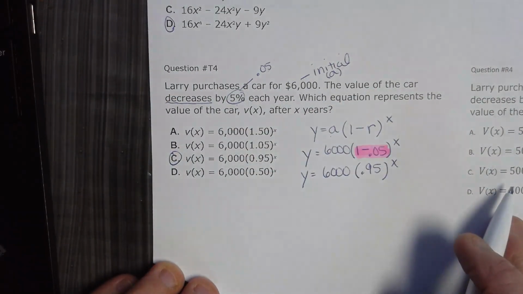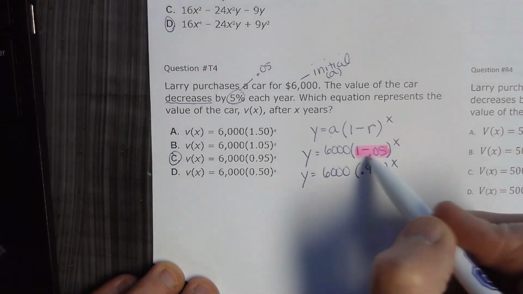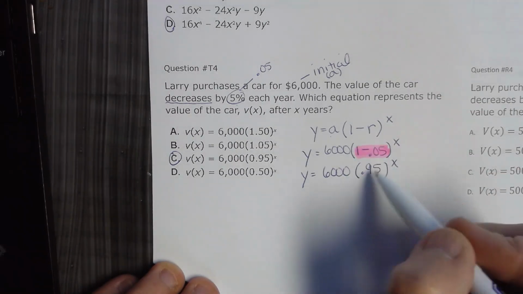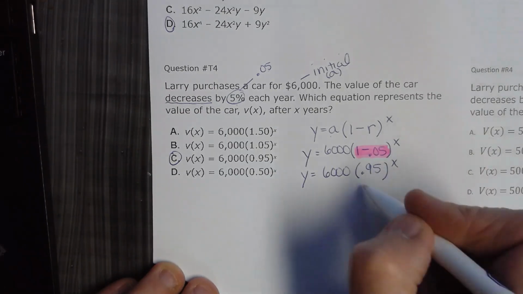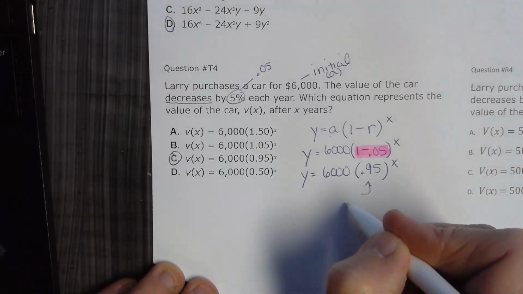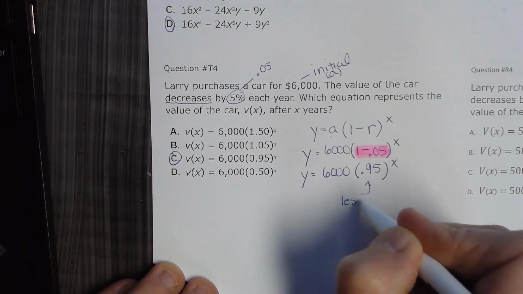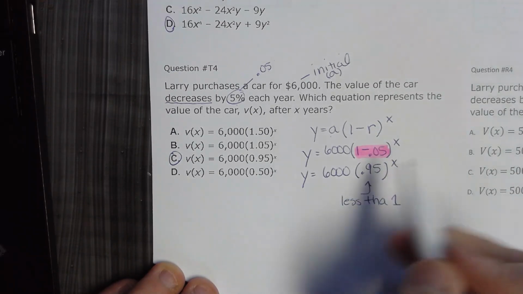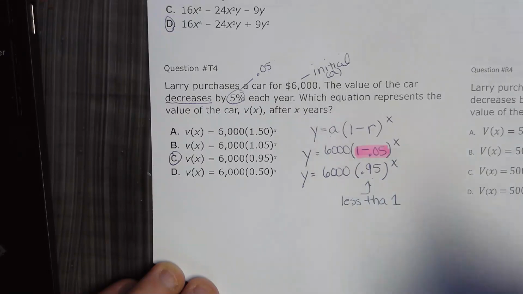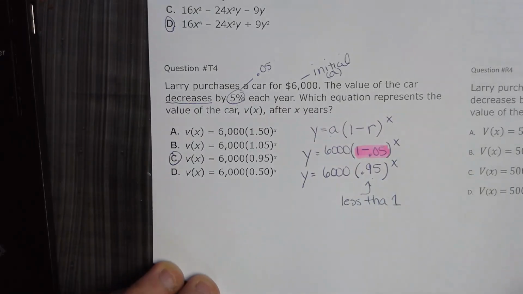So make sure when you're doing this side that you simplify this part here. 1 minus 0.05 is 0.95. And because that's less than 1, that's why I know that it's decreasing. This is your multiplier or your factor.